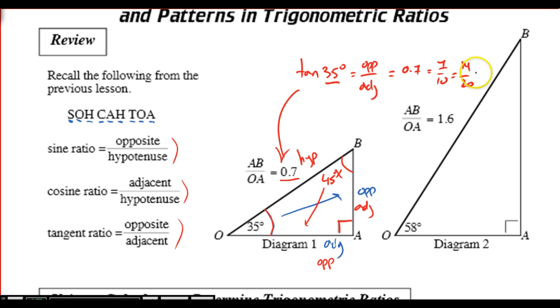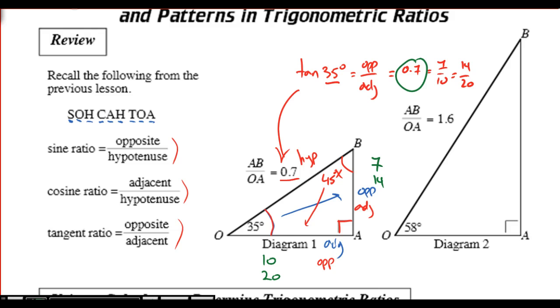And what we're saying here is that the length of the opposite side, I'll write it in green here, could be 7 and this could be 10, or it could be 14 and this would have to be 20, and so on. The point is that the ratio never changes. It's always 0.7.